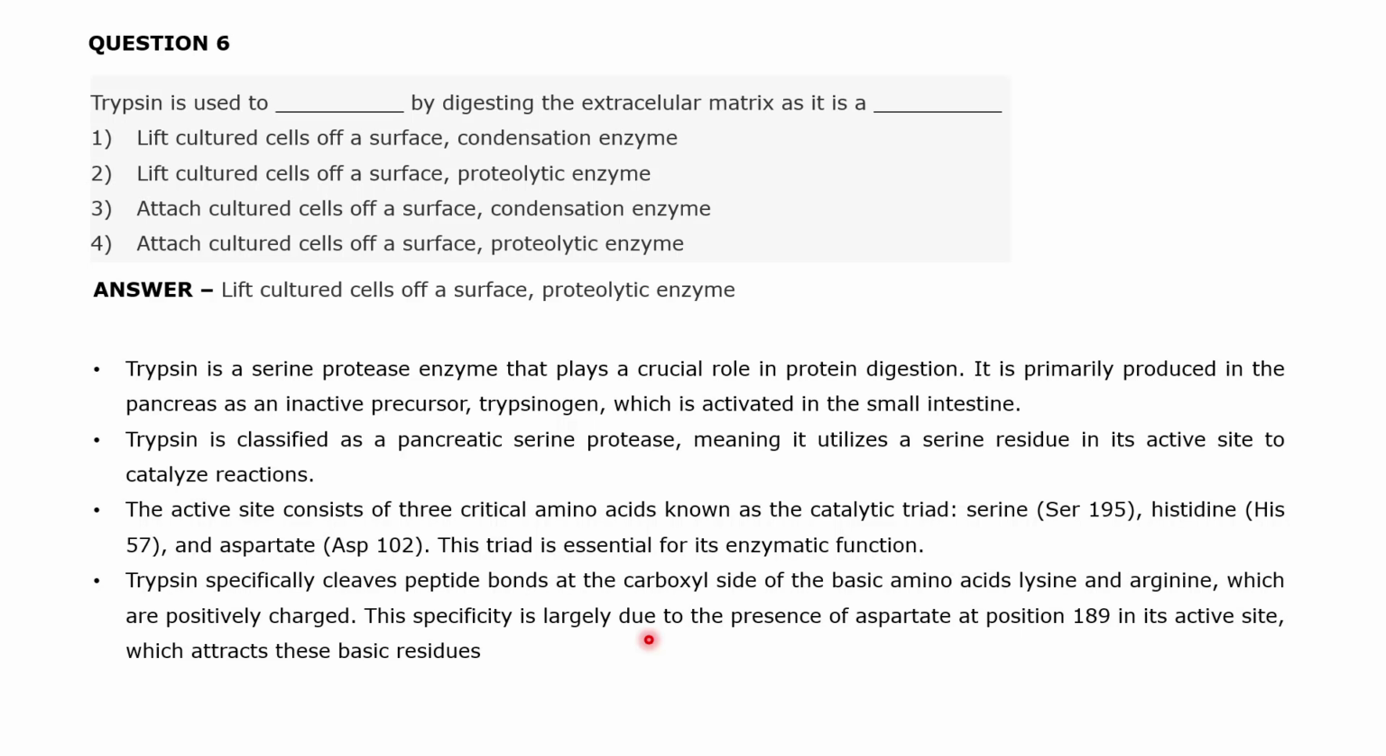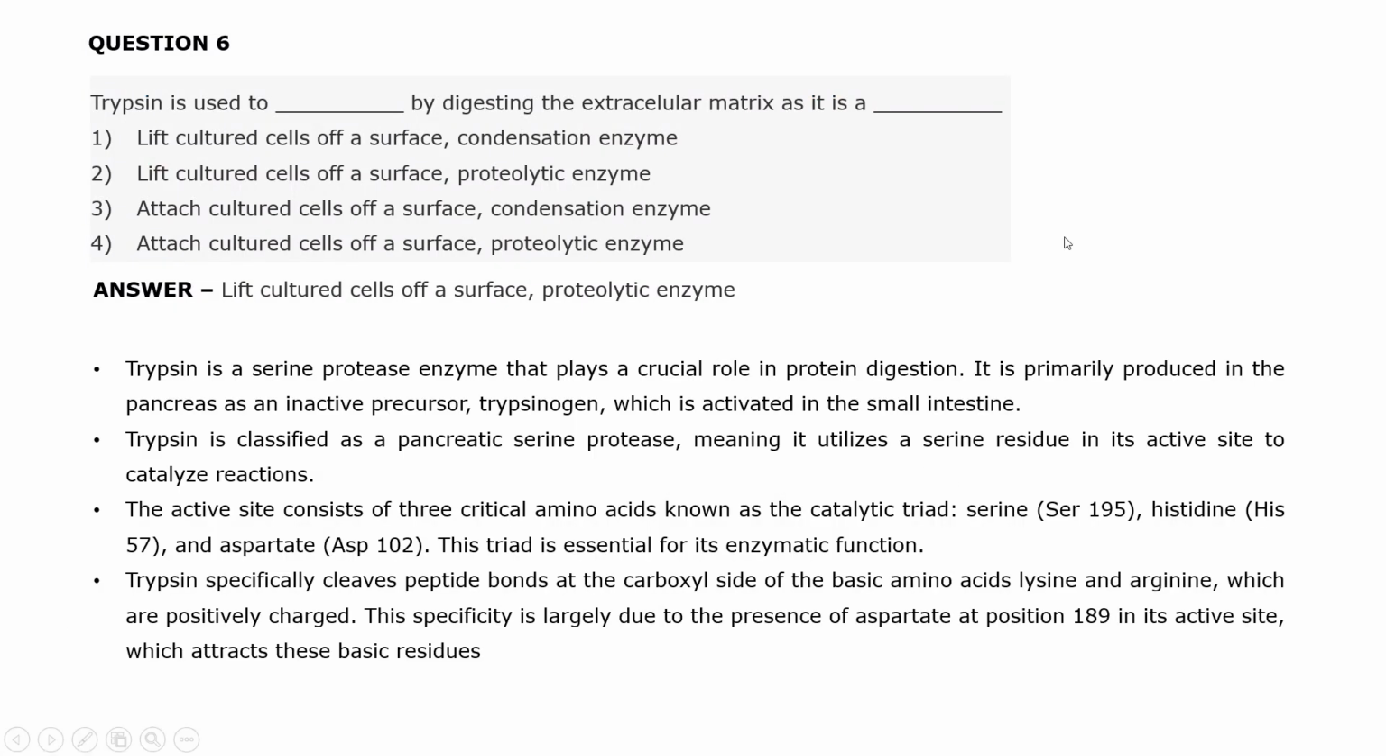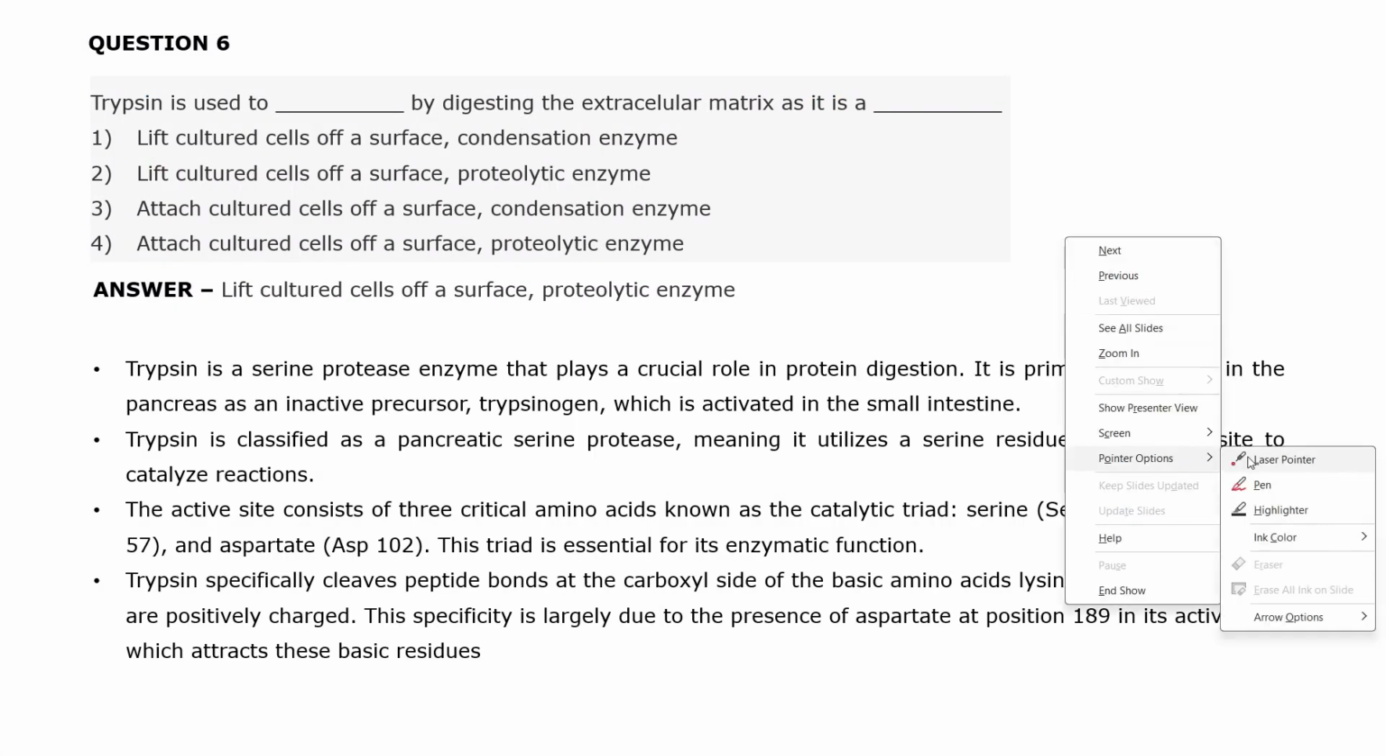So does anyone have any doubt, or should I explain it once more? So I think it's quite clear, so I will just move on to the next question then.